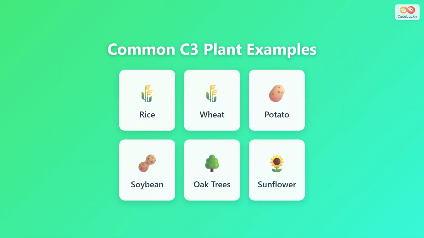Let's look at some familiar examples of C3 plants. Major food crops like rice and wheat are C3 plants, which feed billions of people worldwide. Potato and soybean are also C3 plants that form important parts of our diet. Beyond agriculture, many trees such as oak trees use C3 photosynthesis. Even ornamental plants like sunflowers follow this pathway. These examples show how C3 plants are integral to both natural ecosystems and human agriculture.